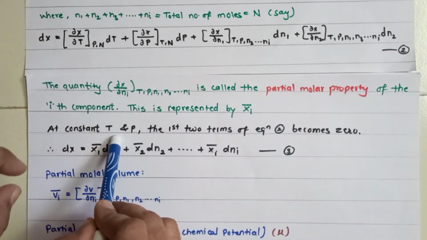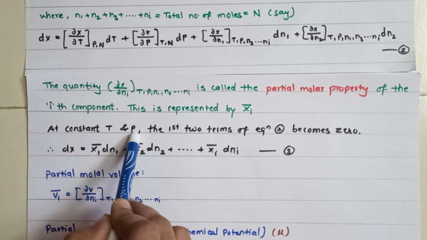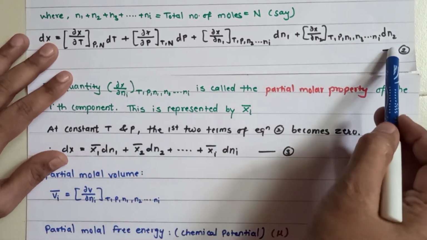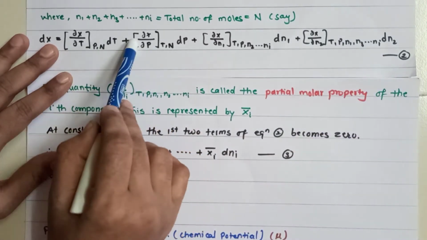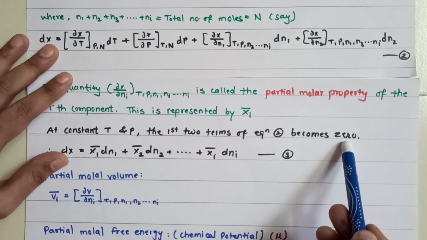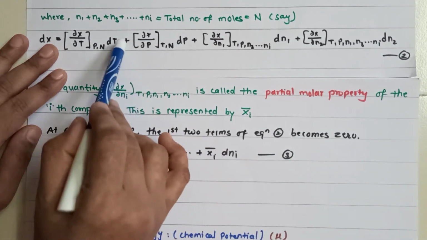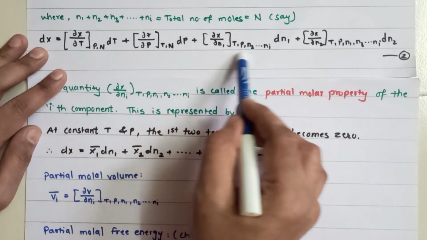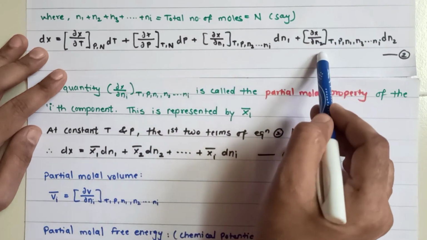अब यहाँ पे हम लोग कंडीशन फॉलो करते हैं. Suppose at the constant temperature, now we keep the temperature constant, then what will happen ultimately from the equation 2, the first initial two terms, pressure and the temperature, that becomes 0, correct, because we are keeping temperature and pressure constant. So ये दोनों टर्म 0 हो जाएंगे, तो remaining बचेगा क्या, यहाँ पर dx is equal to these two terms, ∂x/∂n1 dn1 and ∂x/∂n2 dn2.